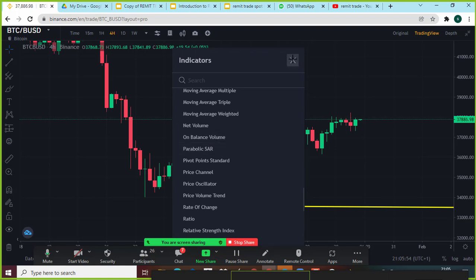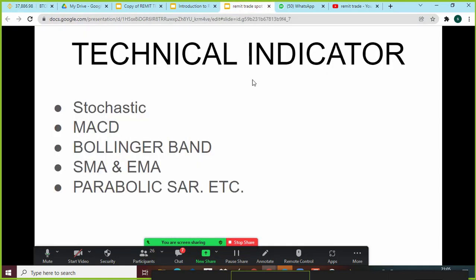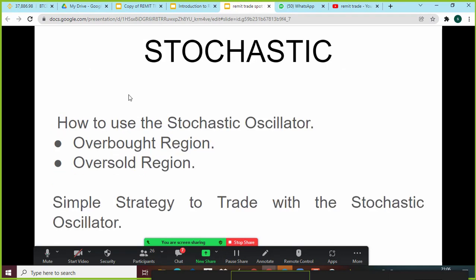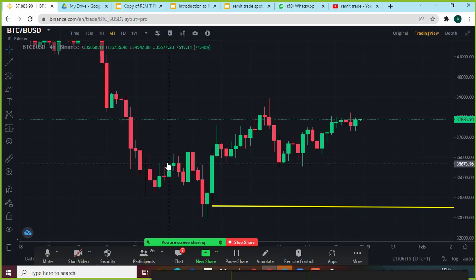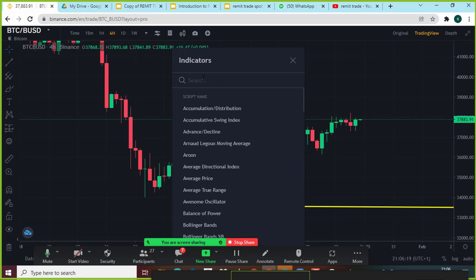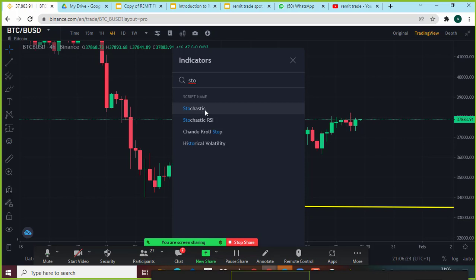So let's look at this first one, which is stochastic. Now, how to use a stochastic with a simple trading strategy for trading? Because for you to place a trade, you must do your analysis and ensure your analysis is on the right track. So all you need to do when you come here is to first of all come here and then search for stochastic. When you click on it, it comes up.